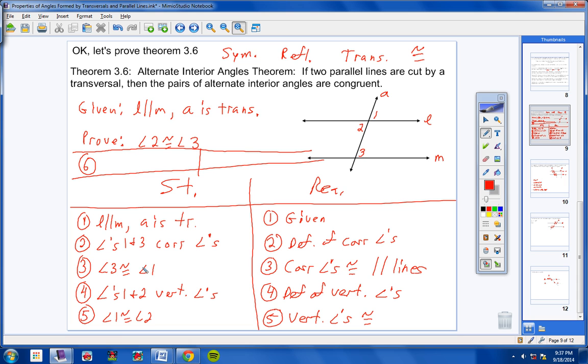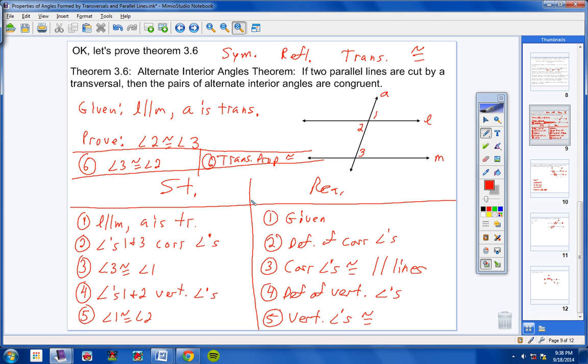So look what I have. 3 is congruent to 1, and 1 is congruent to 2. So I can state that angle 3 is congruent to angle 2. And what property would that be? That would be the transitive property of congruence. And there it is. Angle 3 congruent to angle 2, in my opinion, is totally fine. That's the same thing as 2 congruent to 3. So we did it. We proved theorem 3.6.